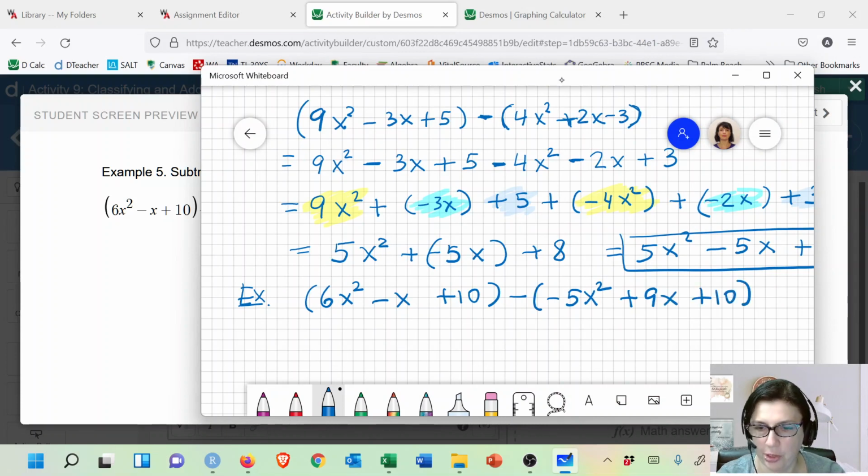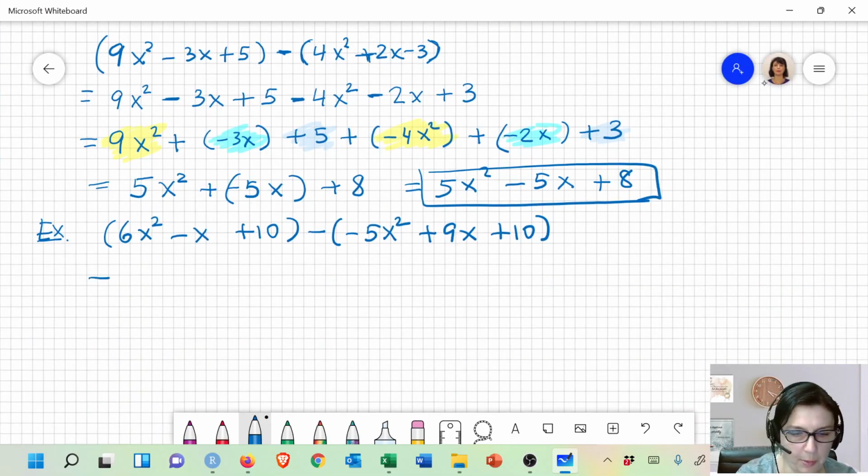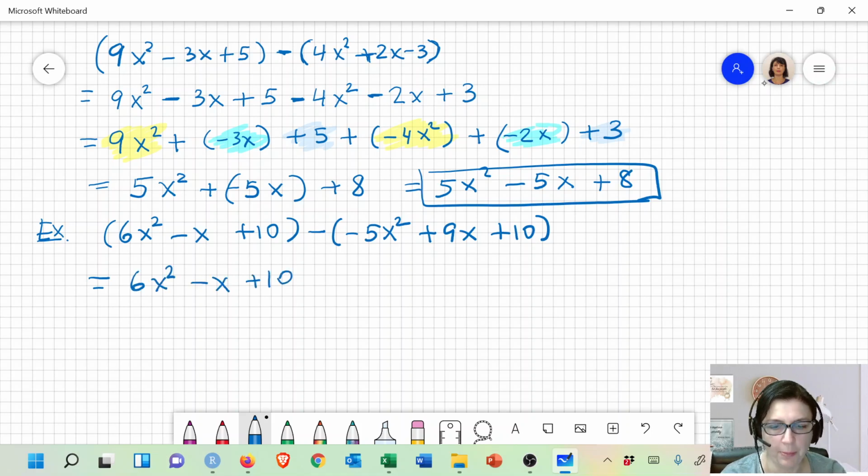Okay, so the first step, remember that you have to flip all the signs in the second polynomial, the one that you are subtracting. That's the one you want to flip signs. So the first one, don't change anything there. For now, I'm not going to do anything. But the second one, I'm going to flip every single sign there.